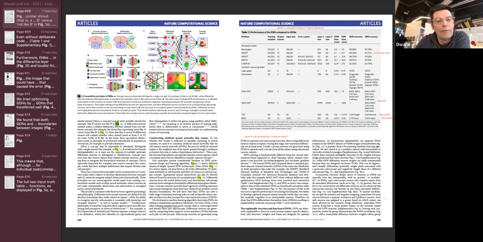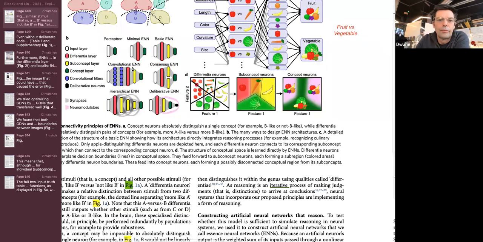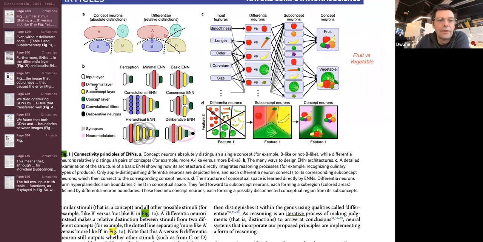They have different types of layers in the network. Input layers, differentiate layers, subconcept layers, concept layers, convolutional filters, and deliberative neurons, and there are more here as well.